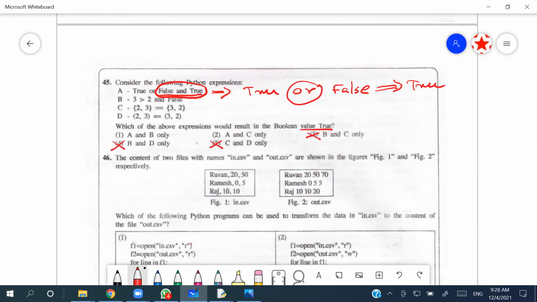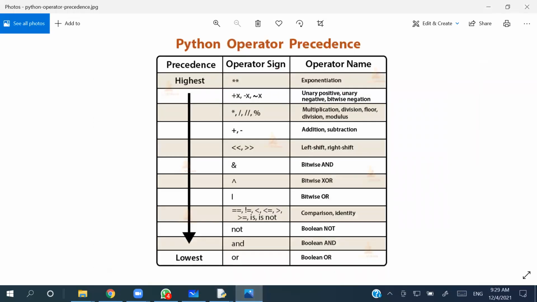And yeah, so we actually do not need to bother about part D, because D is not in any of the answers in the first one and the second one. We'll check it anyway. Now here in part B, it says 3 larger than 2 and false. So definitely the comparison operator takes higher priority over the Boolean operators. Right, so this is the way. So here come the comparison operators. Now after the comparison operators, only then are not and or there.